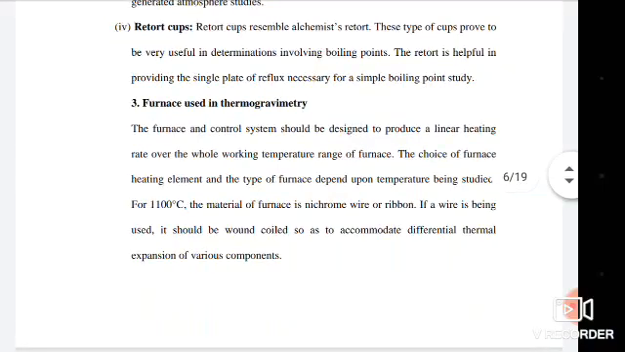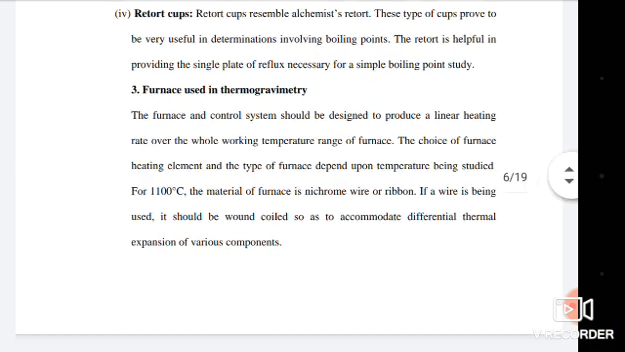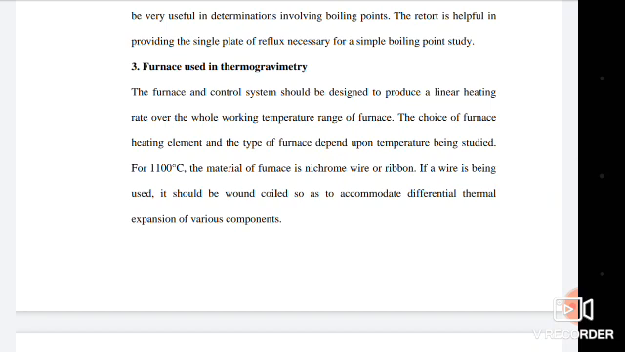Next is the furnace used in thermogravimetry. That is the important part used for heating. The furnace and the control system should be designed to produce a linear heating rate over the whole working temperature range of the furnace. So the heating rate is linear, and the furnace is produced taking this into account.